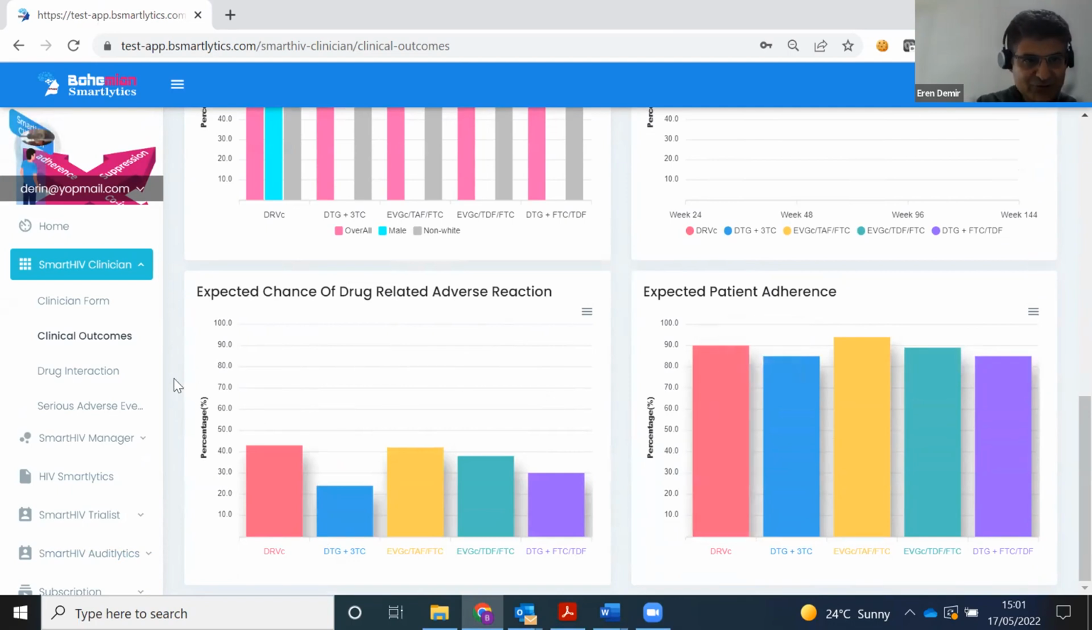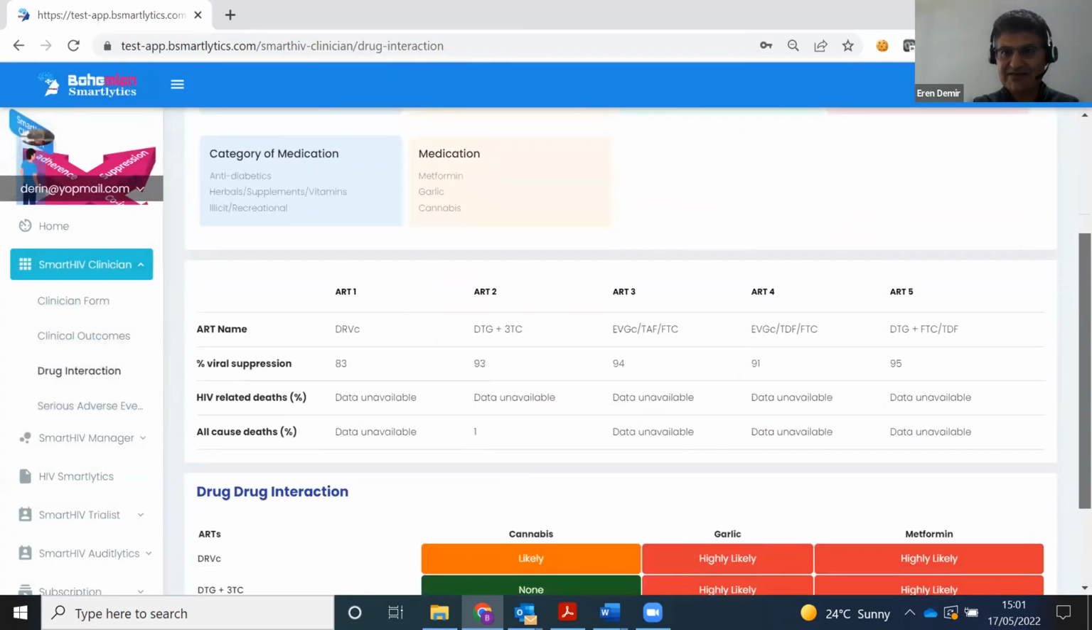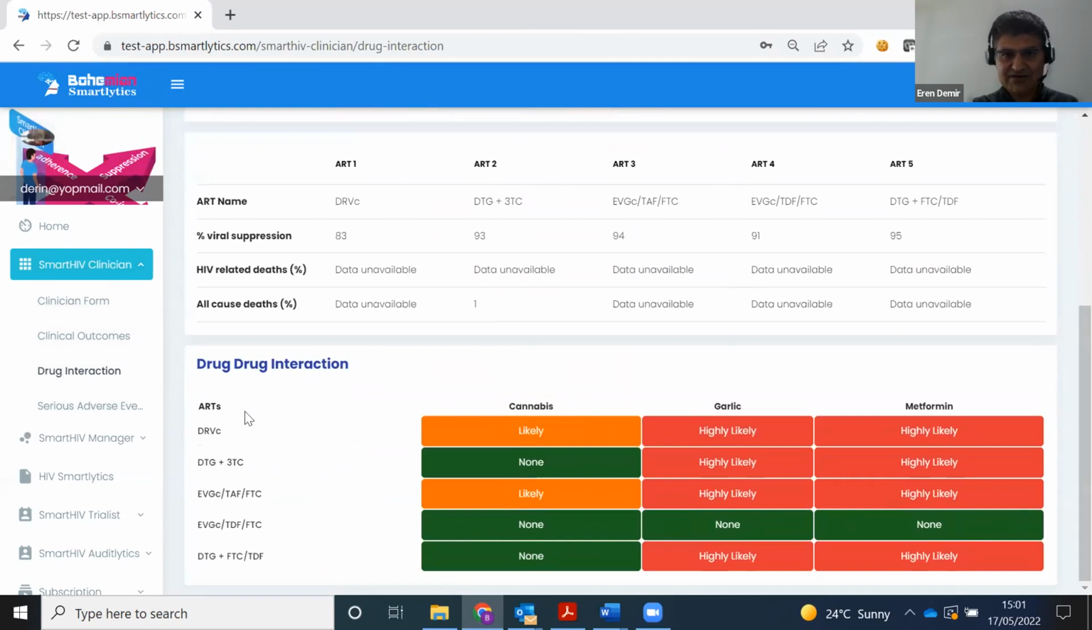But what is important here is these two, in particular, the interaction, because I need to be able to say, look, you can't prescribe any of these medications apart from this one because it interacts with garlic and metformin. And it doesn't interact with cannabis. It's all about balancing, about personalizing the optimal ART treatment, bearing in mind all those comorbidities and co-medications that have been taken into account.